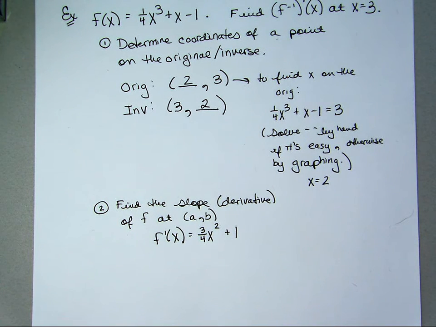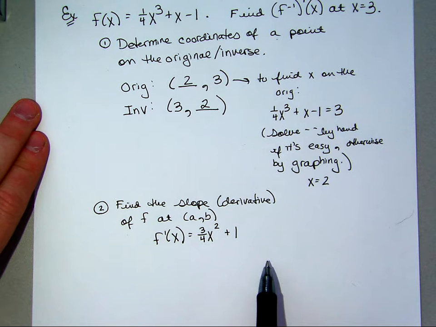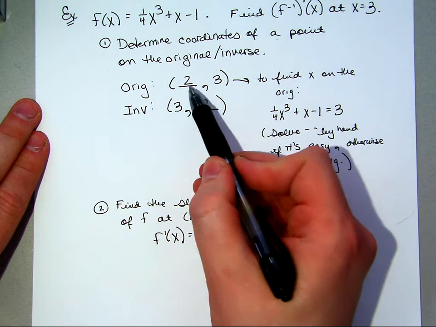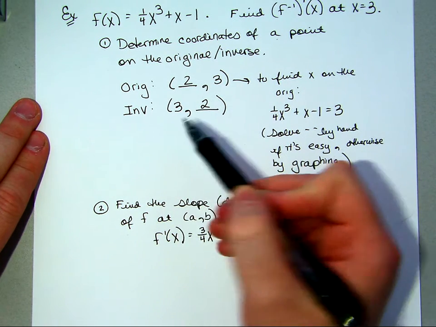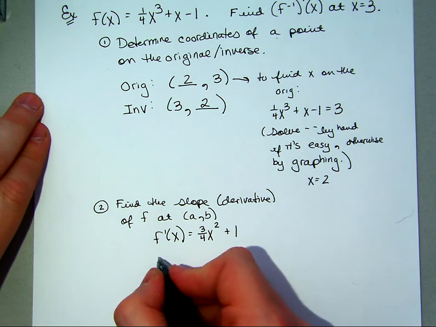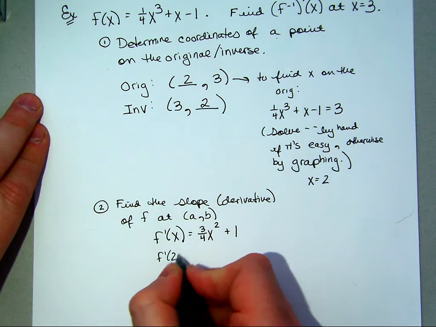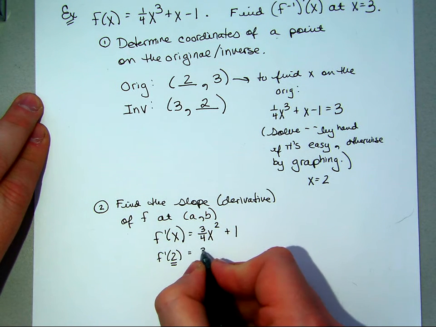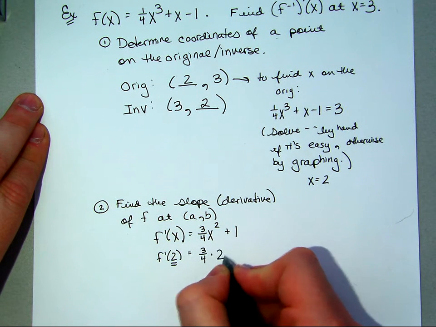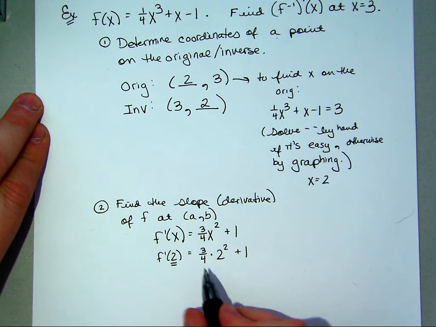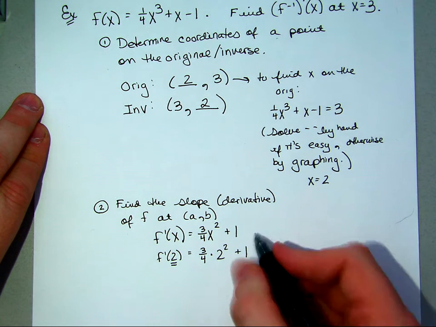Three-fourths x squared plus 1. And what am I going to plug in? I'm dealing with the derivative of the original. What x value am I plugging in, the 2 or the 3? 2, because I'm dealing with the original thing here. So I'm going to find f prime of 2, the x on the original. I'm going to get 3/4 times 2 squared plus 1. 3/4 times 4, that's 3 plus 1. That gives me 4.